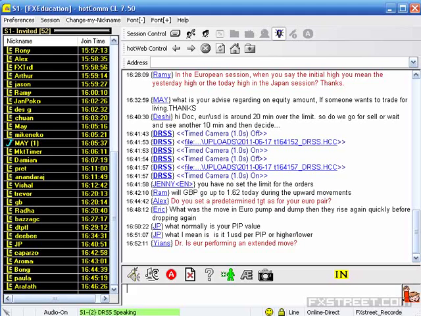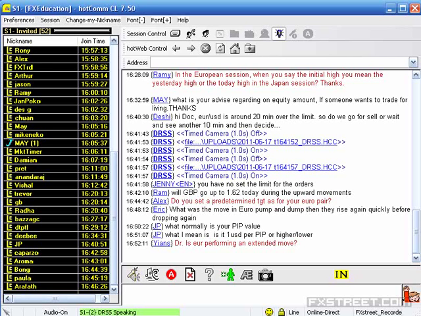What normally is your pip value? The pip value will be $1 here, if it is a standard lot, $10. And there are other platforms giving different types of pip values and things like that. I'm just doing a theoretical trade here. I'm not taking that position in a demo or a real account, and things like that. When I'm talking to you, I will not be able to do that, definitely.